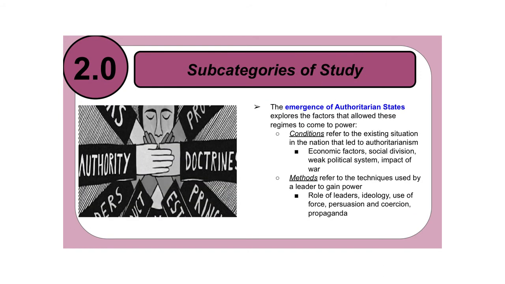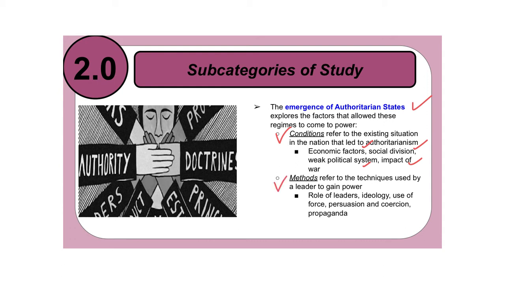The first subcategory that we have to study for authoritarian leaders is the emergence of authoritarian states. So this is: where do they start? Where do they begin? It explores the factors that allowed these regimes to come to power. First of all, we need to look at the conditions. Conditions refer to the existing situation in a nation that leads to authoritarianism. That means what is going on in that country. Are there economic factors in place, social division going on? Is there a weak political system? Is there war going on, or has there been a war recently that has caused this nation to become unstable?